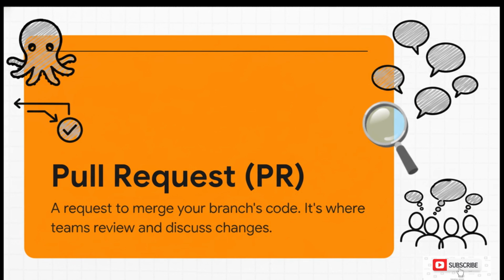Once your branch is up on GitHub, you open what's called a pull request, or a PR. This is the absolute center of all modern teamwork. It's basically you raising your hand and saying, hey team, I'm done with this new feature. Could you all take a look at my code? And if you like it, can we merge it into the main project?